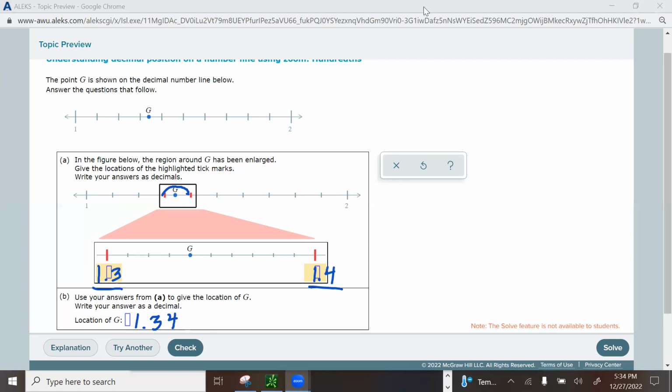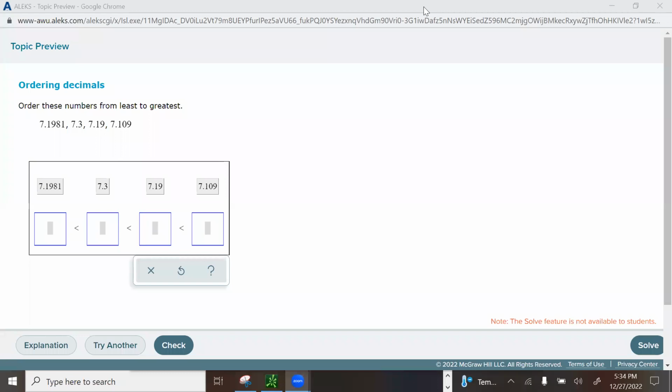Okay, so they want us to order the decimal numbers from smallest to biggest. Okay, well, let's just look at the first digit of each. They all have a 7 in the ones place. Okay, so that doesn't tell us anything about what's bigger and smaller. Let's go to the next one. Okay, we've got a 1 in the tenths place, a 3 in the tenths place. Okay, so this guy is bigger than this guy.